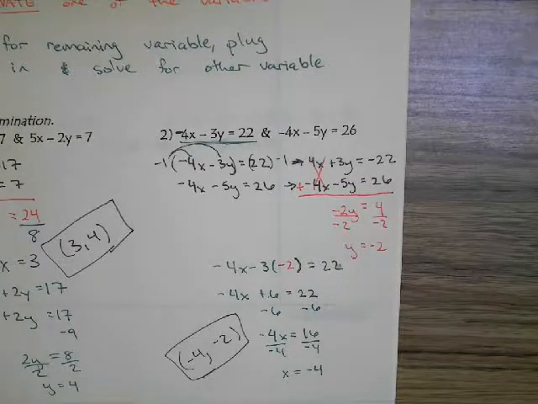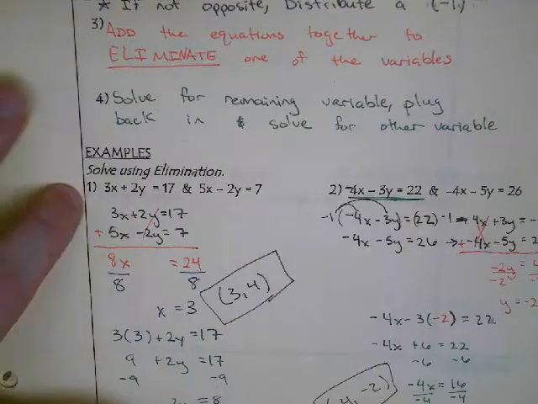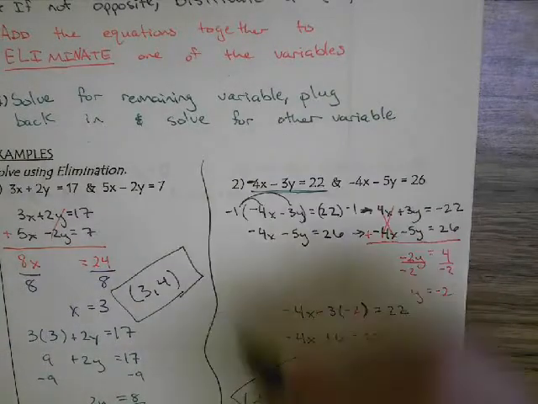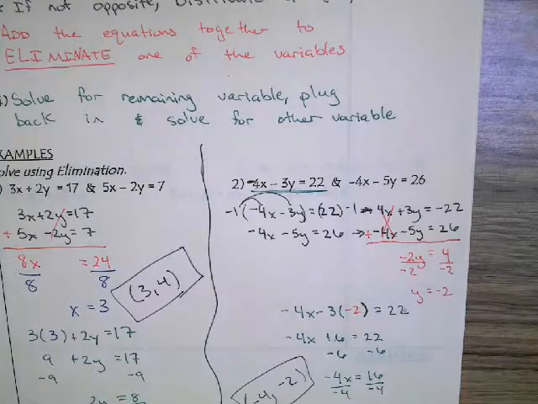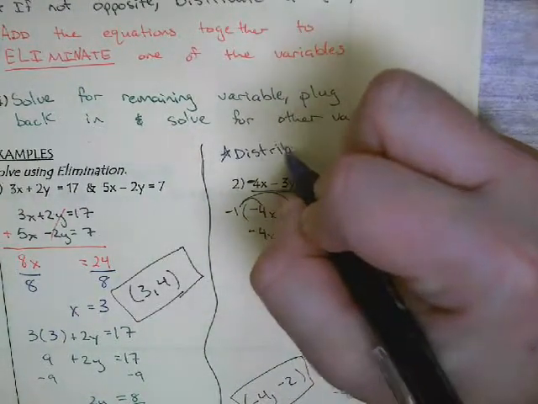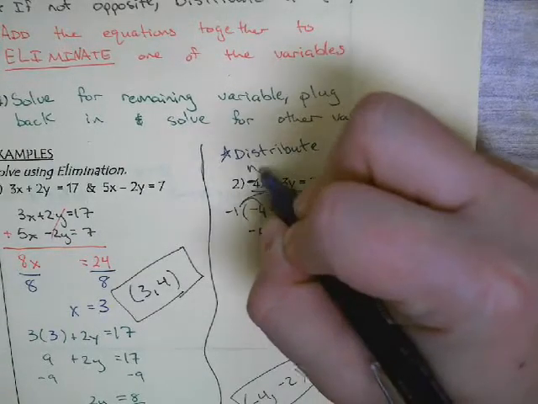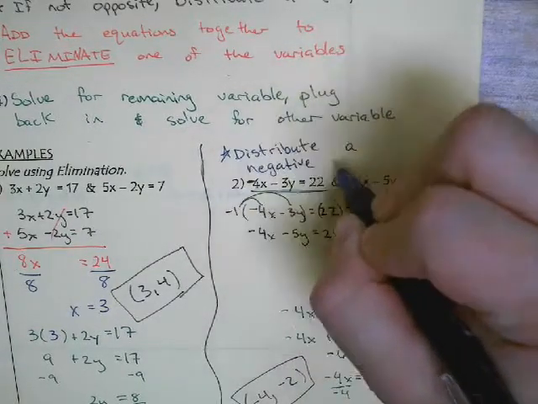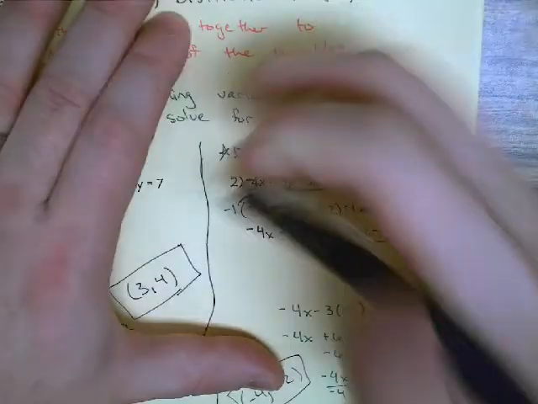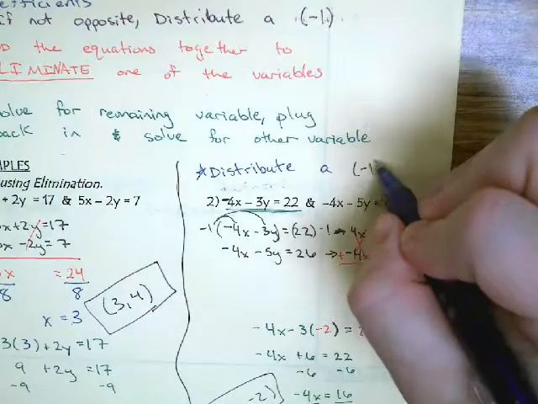So that's how we can solve systems by using elimination. We're just going to stop here. There are 2 solid examples for you to use. One where we don't have to distribute a negative 1, and this one here, which is the distribute a negative 1 example.